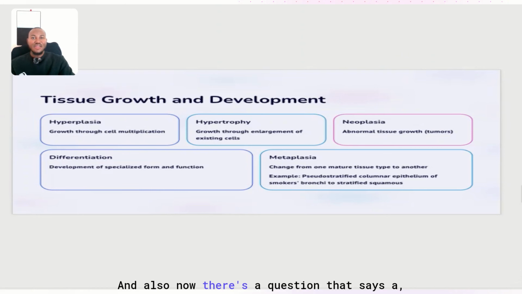And also, now there's a question that says, cell changing type to respond to its environment is called neoplasia. True or false? But the answer is false. Why? Because neoplasia is actually abnormal tissue growth. When you are talking about changing, you're talking about metaplasia. Changing, metaplasia. Multiplying, hyperplasia. Enlargement, hypertrophy.